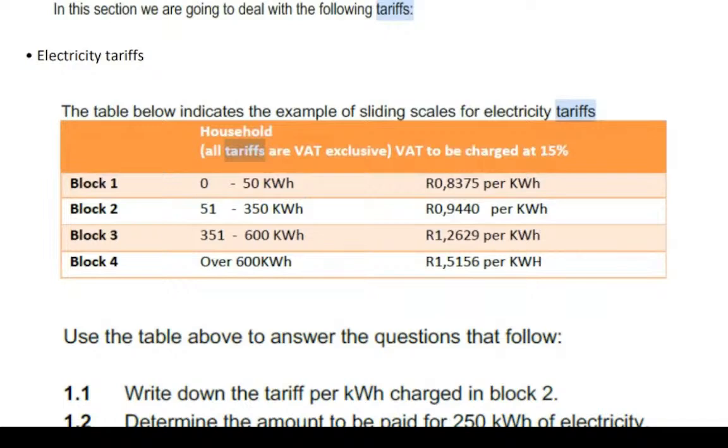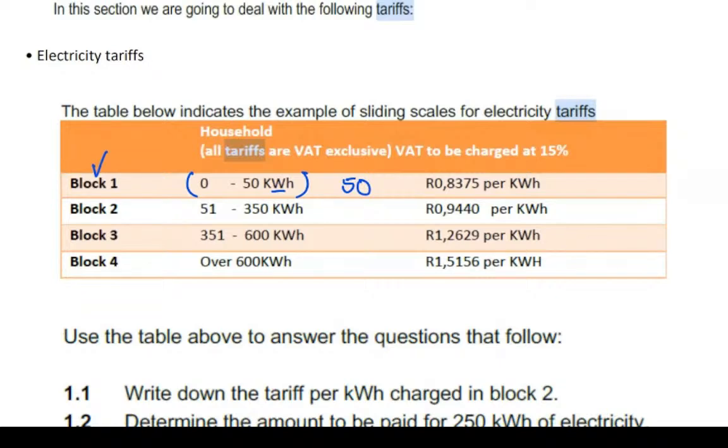When you look at the table, these are blocks representing this line like that. So this is block 1, which states from 0 to 50 kilowatts per hour. These are the units for electricity, kilowatts per hour. So block 1 takes from 0 to 50. So what is the maximum units that we need in block 1? There will be 50. Why? From 0 to 50. Then block number 2 starts at 51, it ends at 350.